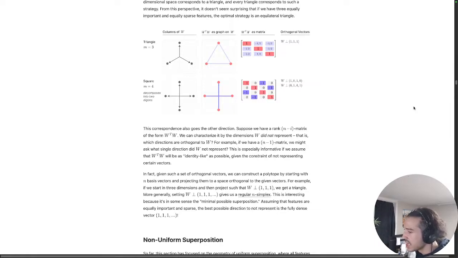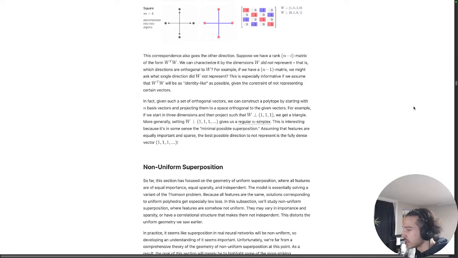For example, if we start in 3 dimensions and then project such that W is orthogonal to (1, 1, 1), we get a triangle. More generally, setting W orthogonal to (1, 1, 1, ...) gives us a regular n-simplex. This is interesting because it's in some sense the minimal possible superposition. Assuming that features are equally important and sparse, the best possible direction to not represent is the fully dense vector of 1s.